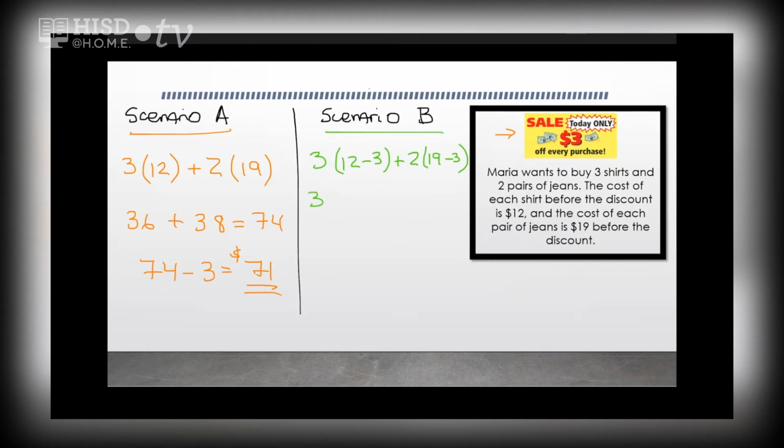So I'm going to multiply 3 times 12 minus 3 is going to be 9 plus 2 times 19 minus 3 is 16. So now I'm going to do 3 times 9 is 27. And I'm going to add 2 times 16, which is 32. And that's going to be equal to 59. So out of the same ad, I'm going to have 2 different scenarios based on the understanding of this ad.